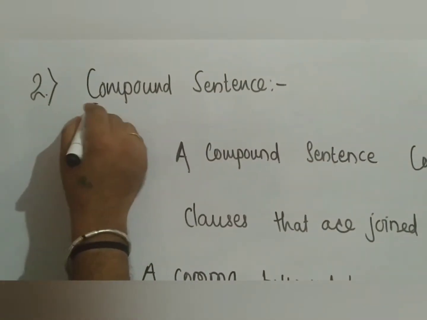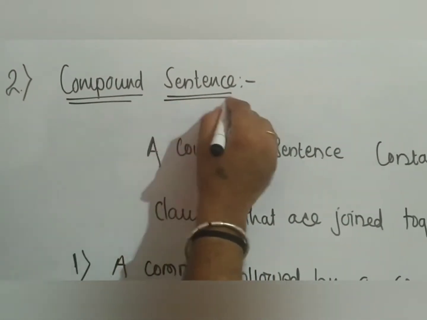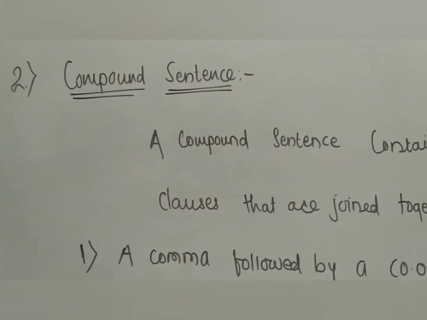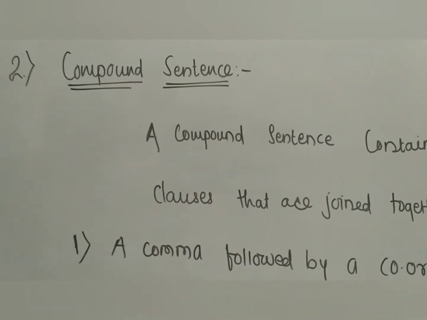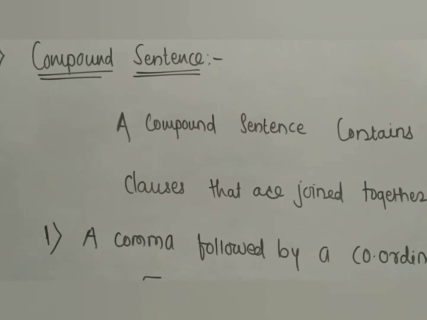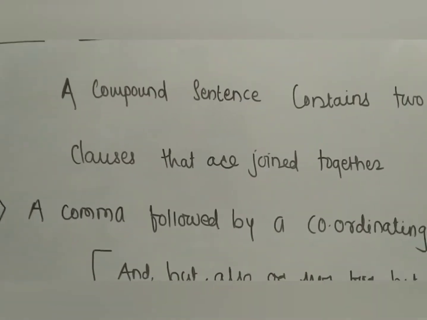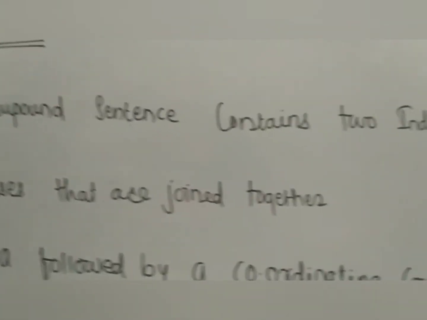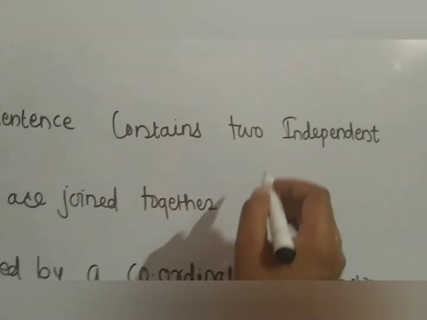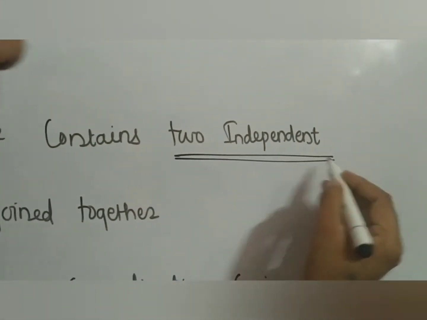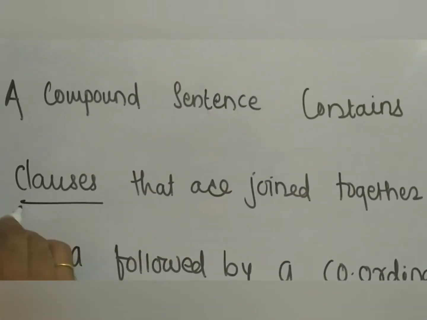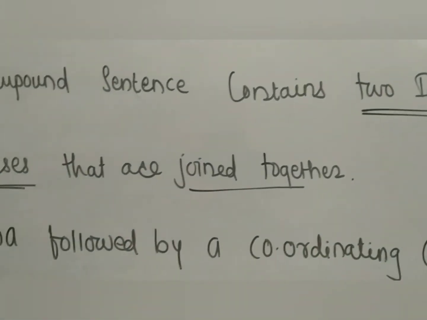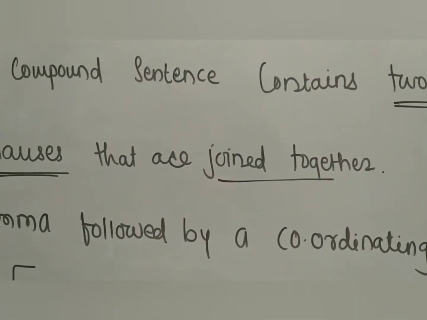Now see friends, the second type of sentence is the compound sentence. In a simple sentence there is one independent clause, with a subject and a verb. But a compound sentence is like this. A compound sentence contains two independent clauses that are joined together. So they join with each other.